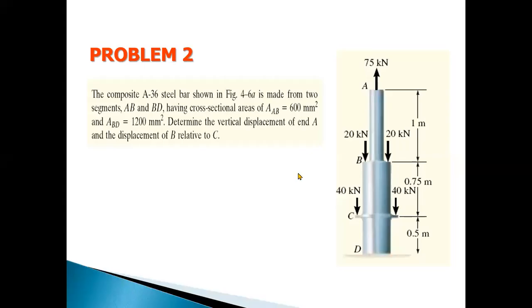Problem number 2. We have the composite A36 steel bar as shown in the figure, made from two segments AB and BD. The cross-sectional area of AB is 600 millimeter square and the area of BD is 1200 millimeter square. Determine the vertical displacement at end A, and the displacement of B relative to C.